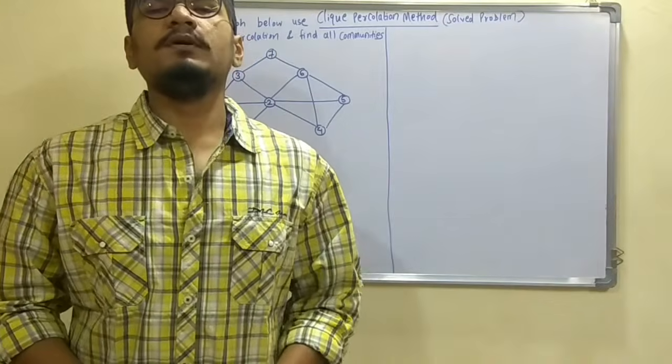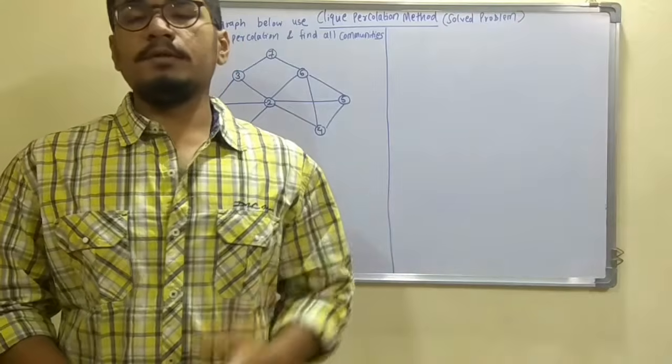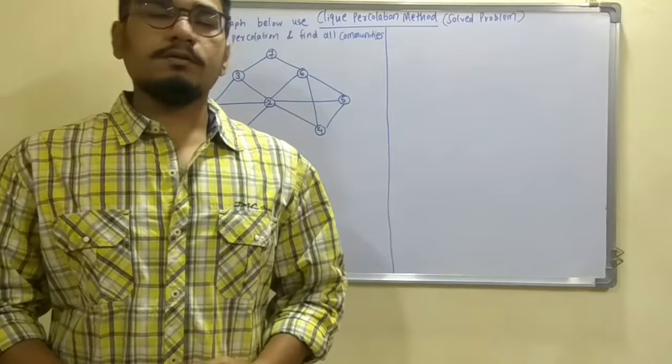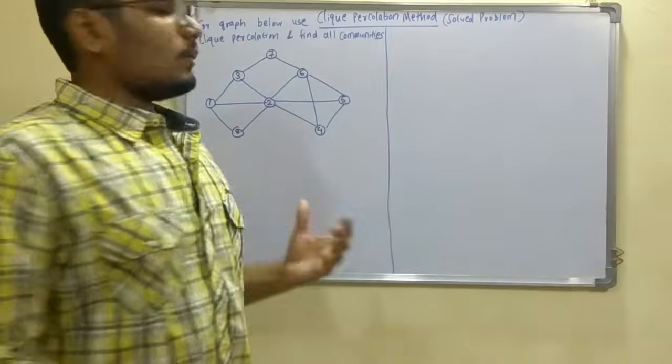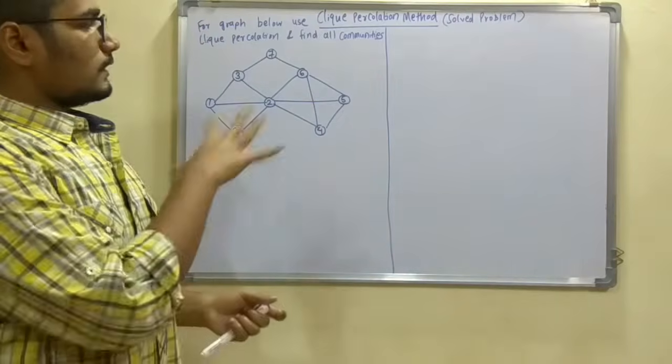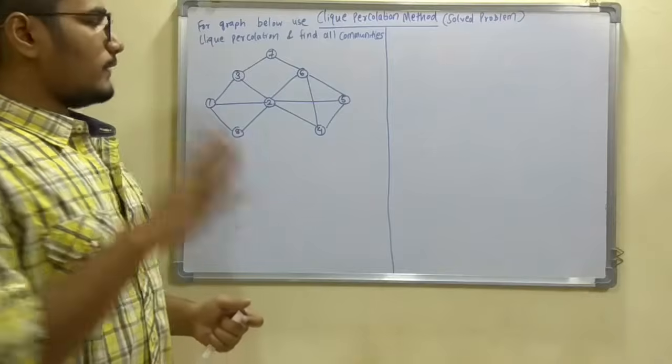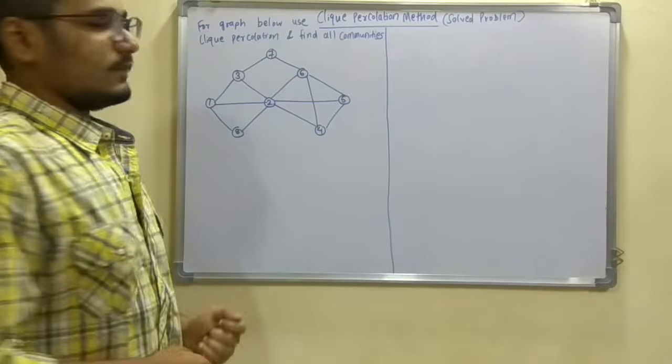So in my previous video, I discussed the clique percolation method, that is the CPM algorithm. Now in this video, I'll be discussing a solved problem for the same. Now there is a graph below. That is a social graph, like for Facebook and LinkedIn, you can link it with this.